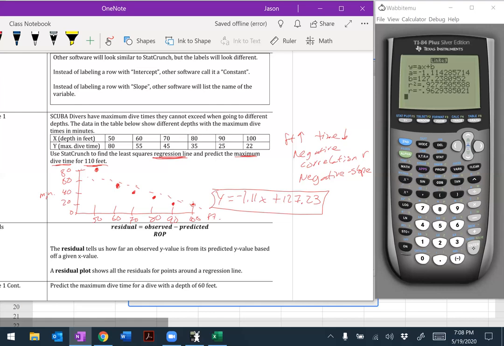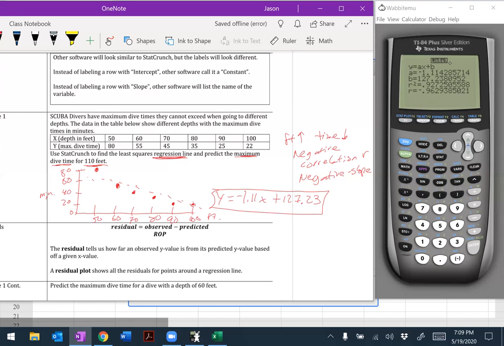Now, the calculator will actually graph this for me. I'll show you how we could do that in a minute. It can graph the line for me, and it can show me how close I am to the data. So let's do that real quick.